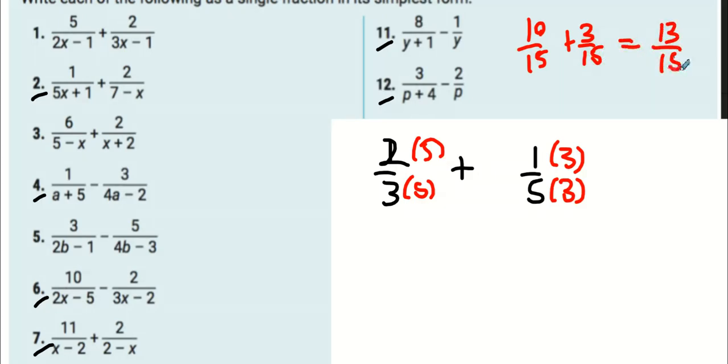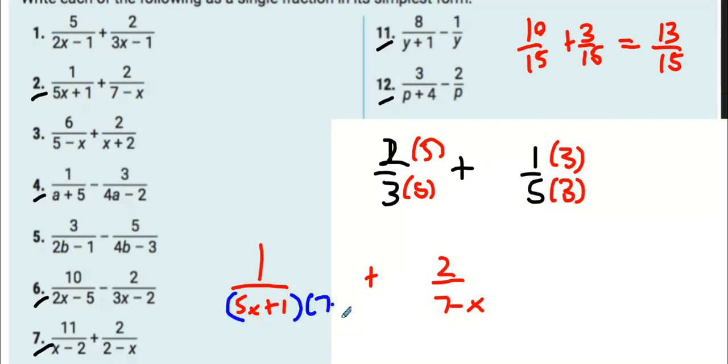Do you see the way the bottom stays the same? And see the way you just add the top? It's the same thing here. The 1/(5x plus 1) and the 2/(7 minus x). Now, you look at each one. What does the 5x plus 1 say? Yeah, it sees the 7 minus x the same way the 3 saw the 5. The exact same way. All right?